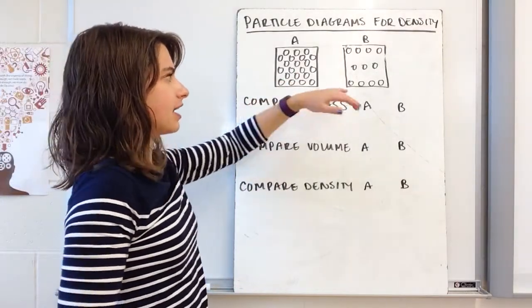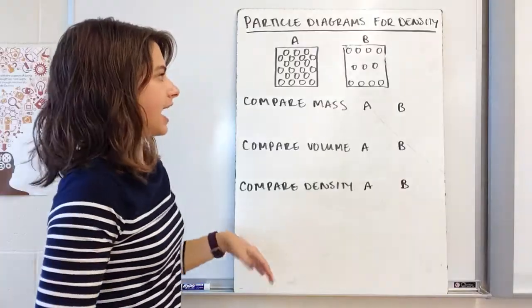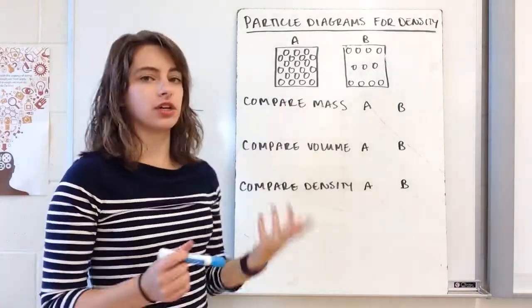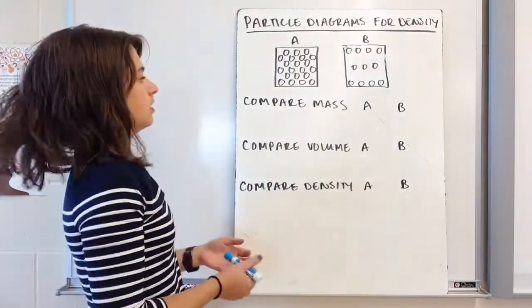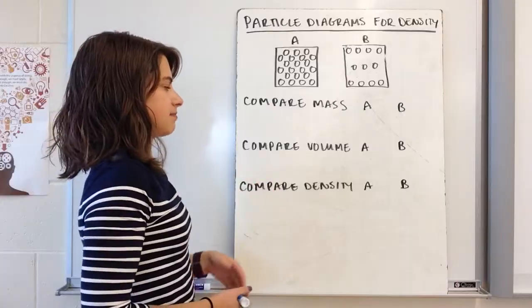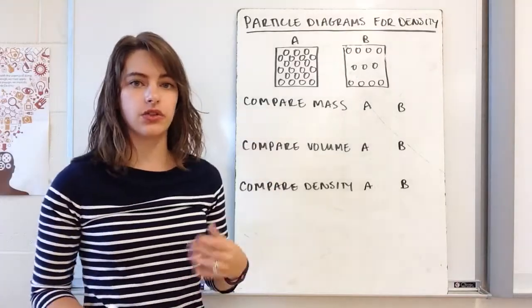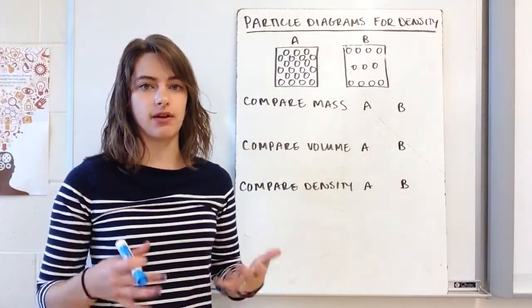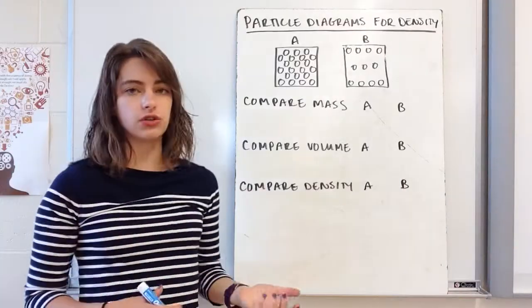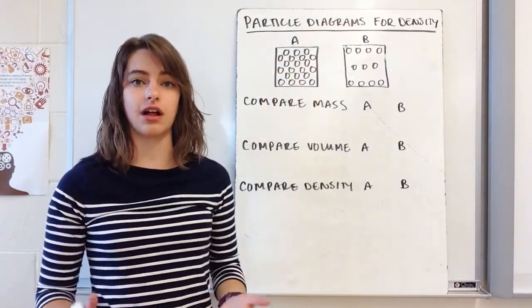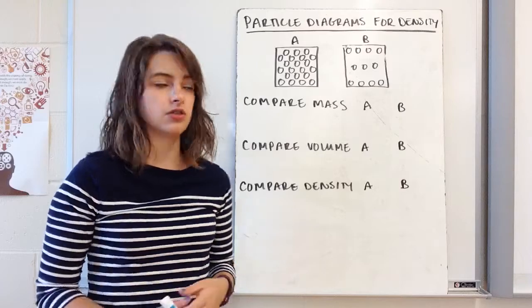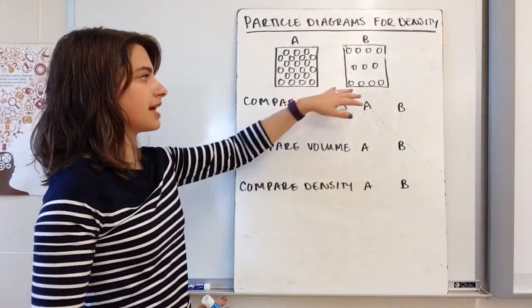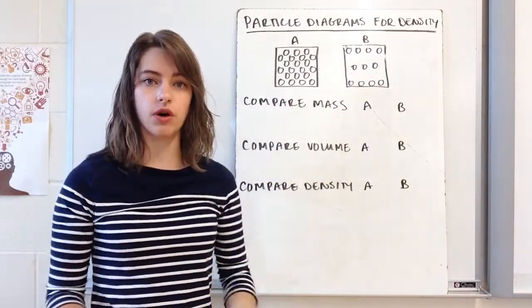So we have box A and box B, and the particles in A and B look to be the same size. So the individual particles have the same mass. So let's compare the mass. We defined mass as the amount of stuff. Well, the particles are the same size, so the particles themselves have the same mass. So we determine which one has a greater mass by counting the number of particles.